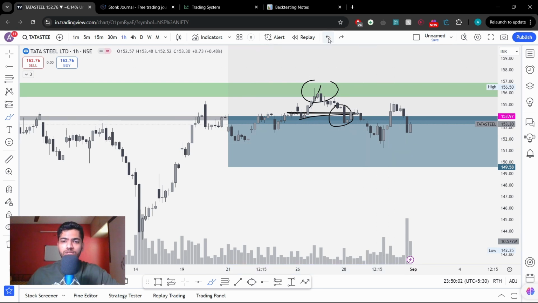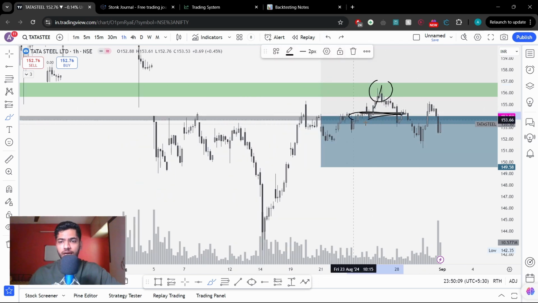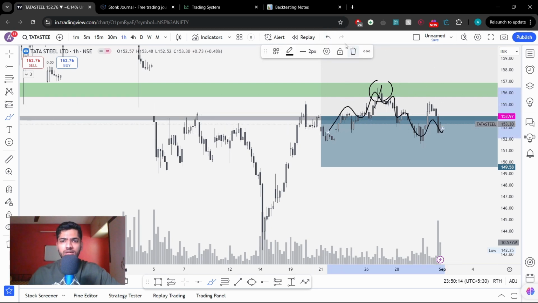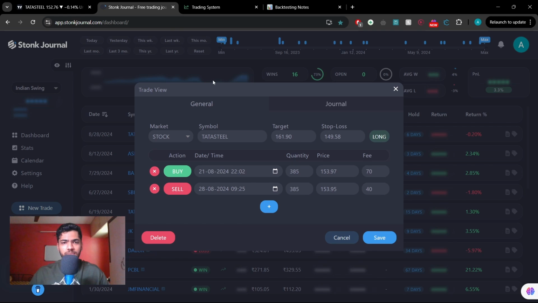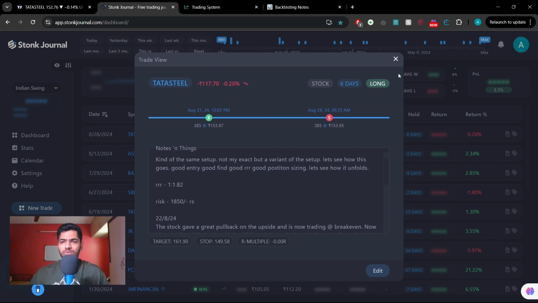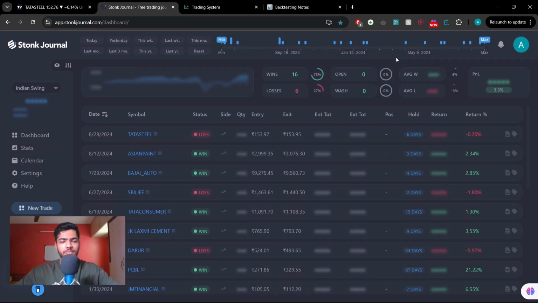So this is why you need to have a defensive approach when you already have a winning trade. And I was lucky that I got out of this trade at break even, because it was in a very choppy zone right here, and I don't want to be in a trade that is way too choppy, right? So that is why I exited at break even, made some losses I guess, but that's irrelevant. As you can see, 0.20% losses, which is not as much as the profits I made in the first Asian Paints trade.